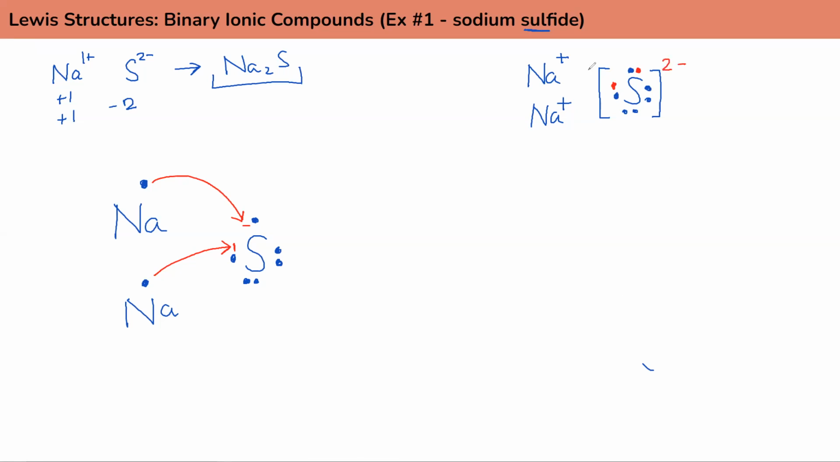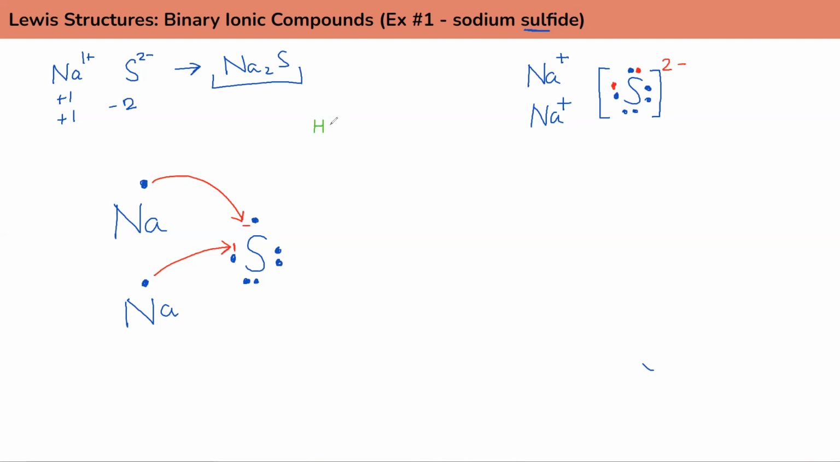It's very important to include the charges, because that's what holds this whole thing together. So it's the opposite charges attracting, these attracting with this. Those opposite charges are what holds my ionic compound together. Now, this is different from what we learned in covalent compounds. I'm going to give you an example of a covalent compound here.